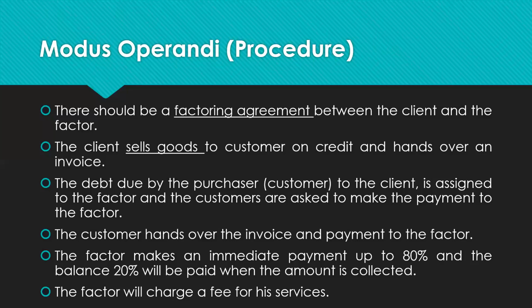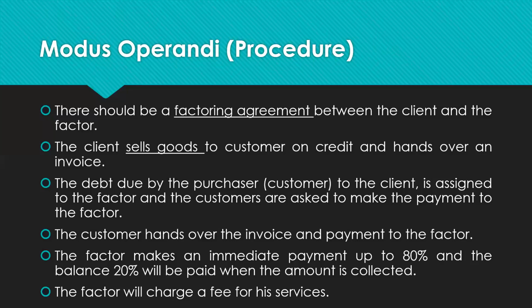So the factor is assigned the responsibility to go and collect that amount, and at the same time, most of the time, the customer will be given a notification, or the customer will be informed that he'll have to make the payment due to the client to the factor. So whatever amount is due to him, that amount has to be now paid to the factor. This will be informed to the customers. Now the customer will hand over the invoice payment to the factor.